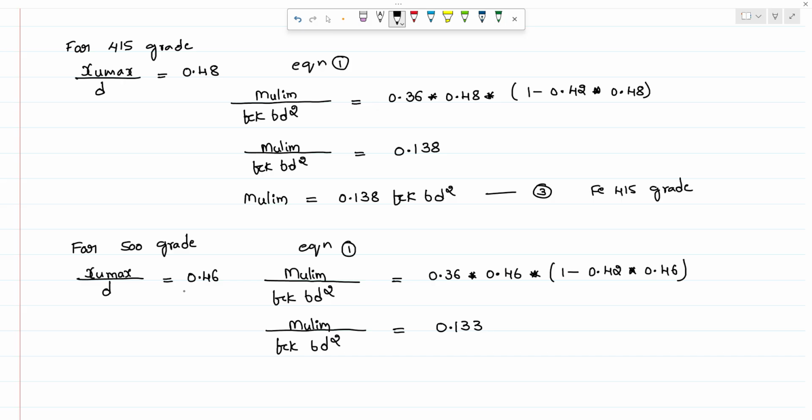0.133. So this can also be written as mu limit equals 0.133 FCK BD square. So this is equation number 4, and this equation number 4 is for FE 500 grade steel.